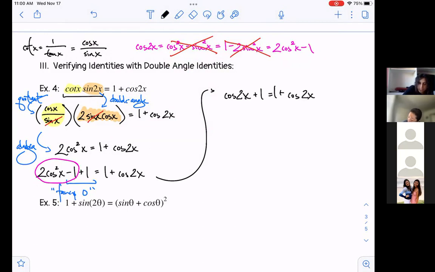Now, when I switch the order, it still stays the same. So I get 1 plus cosine 2x equals 1 plus cosine 2x. Victory box. We are done.